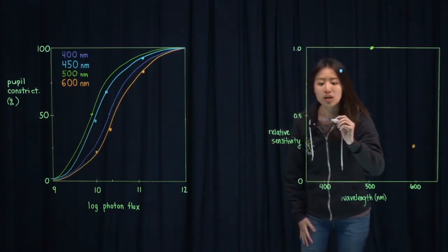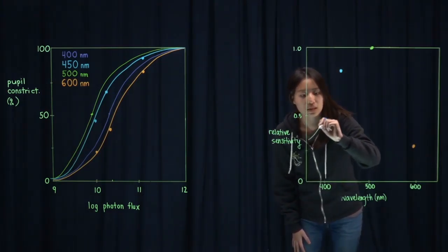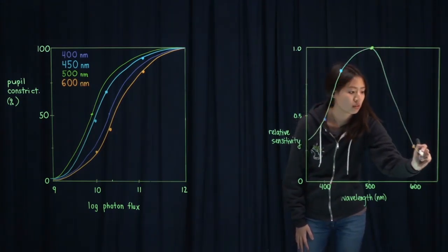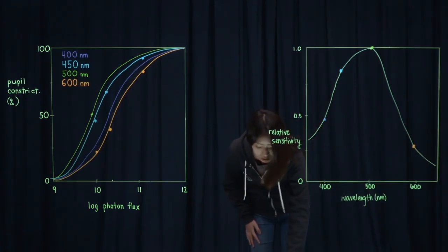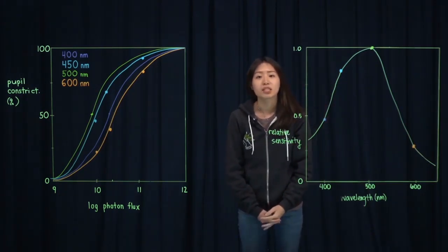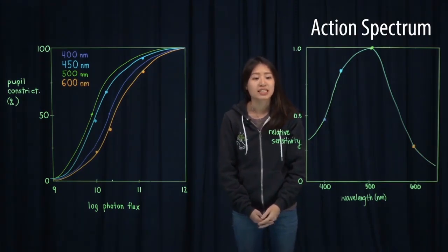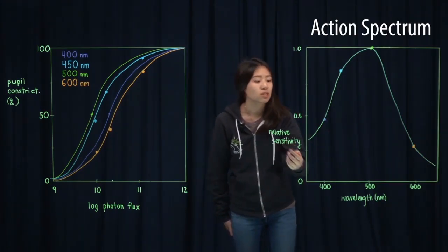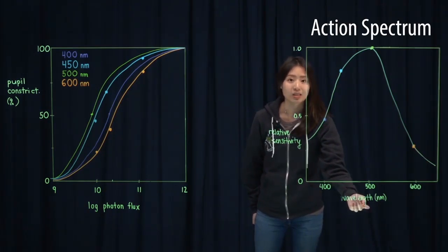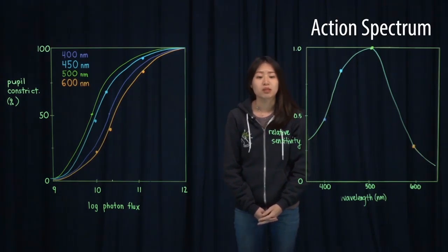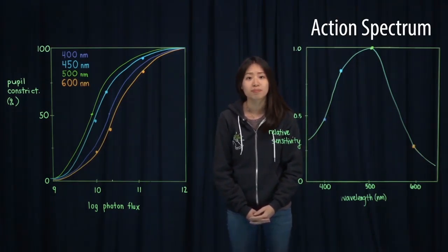So if we draw a curve through these points, like so, we get a graph that is called an action spectrum. An action spectrum is a graph that represents sensitivity on the y-axis as a result of changing the wavelength on the x-axis. We've used Fluence response data to normalize the interaction between these two factors. This kind of graph also helps us to visualize any patterns in the raw data that we may have missed.